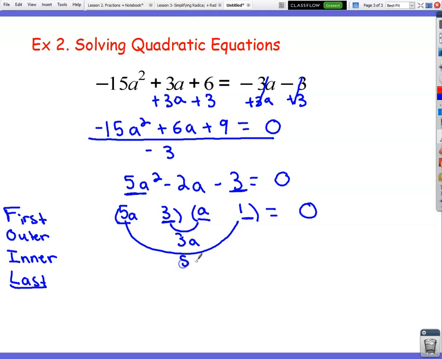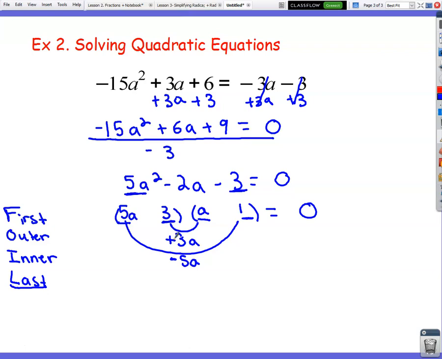So remember that the outer and the inner combine to give you the middle term. I'm thinking to myself, what signs would I need so that when they combine, they become a negative 2a? Well, I need them to subtract, so they need to be different signs. And my answer needs to be negative at the end, so the bigger number needs to be negative and the smaller number needs to be positive. Now let's make sure: if I put these two things together, positive 3a and negative 5a, am I going to get negative 2a?